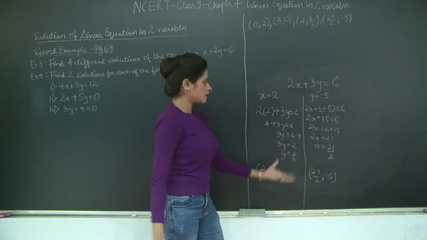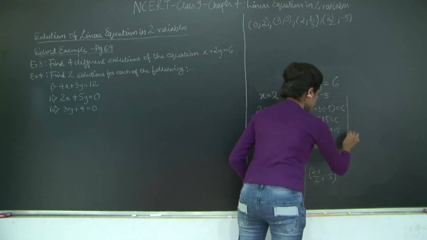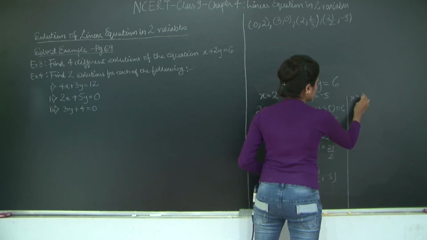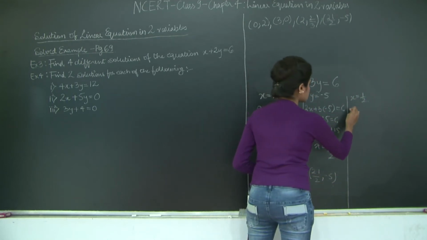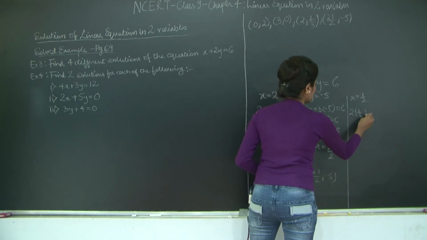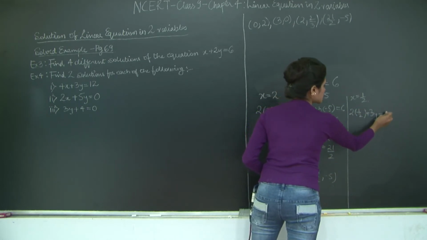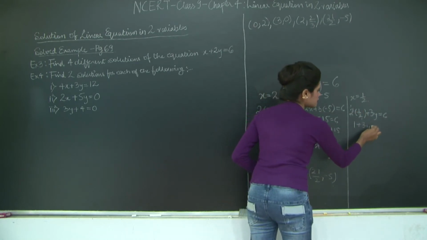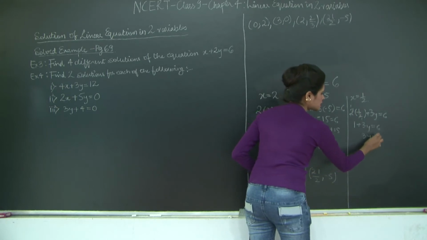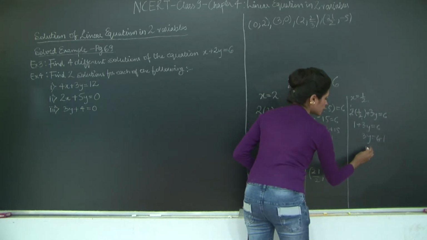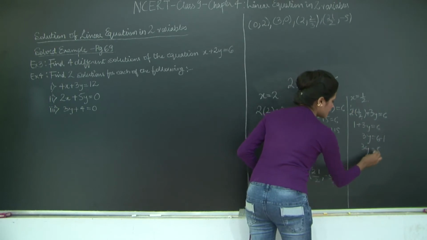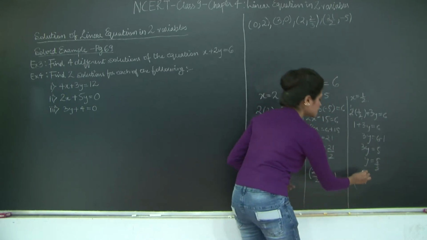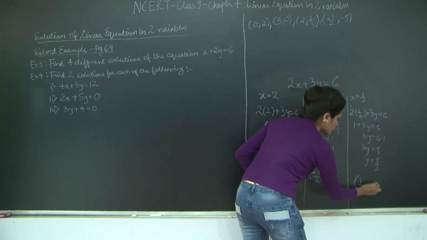Let's check for some rational number. So if I take something like x is equal to 1 upon 2, what do I get? 2 into 1 upon 2 plus 3y is equal to 6. So 2 ones are 2, 2 ones are 2. I get 1 plus 3y is equal to 6. Therefore 3y is equal to 6 minus 1. Therefore 3y is equal to 5. y is equal to 5 upon 3. So another solution that we got was 1 upon 2 comma 5 upon 3.